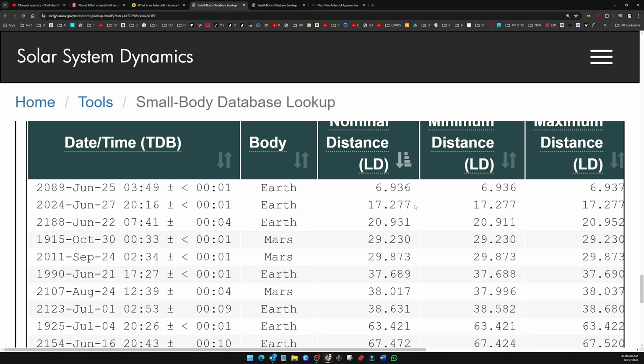So 4 million miles is super close, especially with a 7,200 foot asteroid. But here's the thing. In 2089, that's going to pass by at around 1.5 million miles. So this thing's coming back around. A lot of people won't have to worry about that at this time, but a lot will.